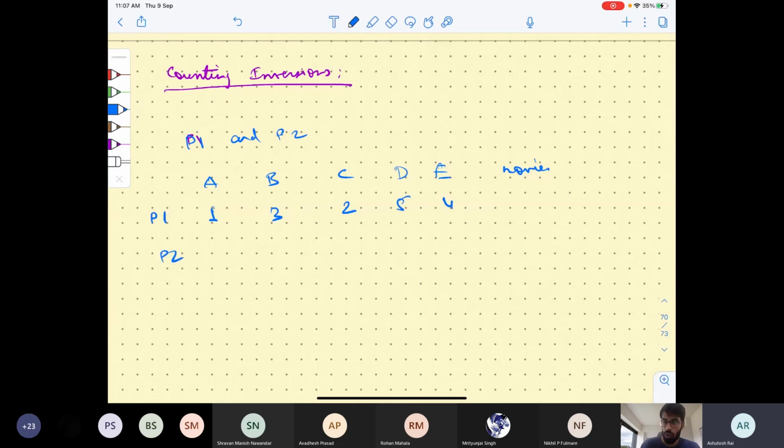And for P2, the order is B. B is the favorite, and this is the second, this is the third, this is the fourth, and this is the fifth. Okay. So now we want to find out how to compare these rankings, how similar they are.